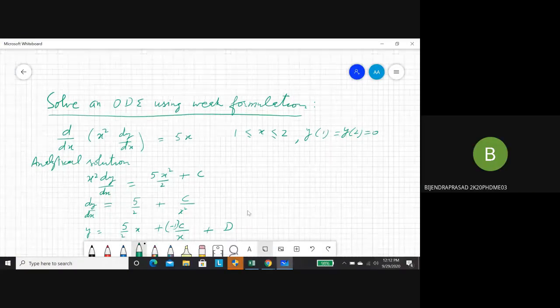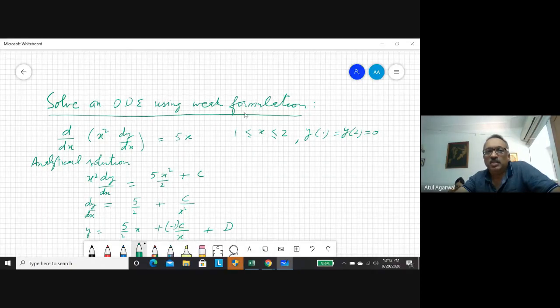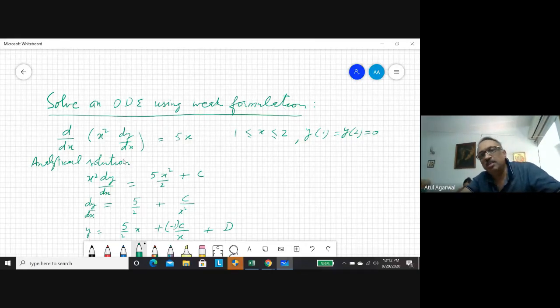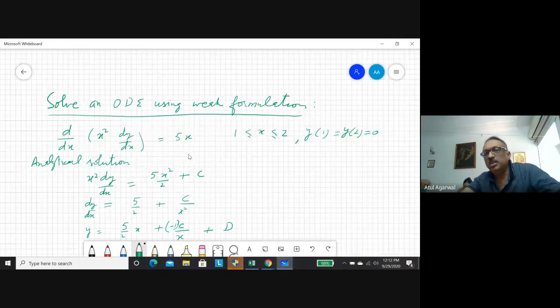Yes, sir. Okay. So we want to solve the differential equation using weak formulation. But first I am doing an analytical solution of this equation so that we can compare our results obtained through weak formulation with the analytical solution. So this is our differential equation. These are our boundary conditions.